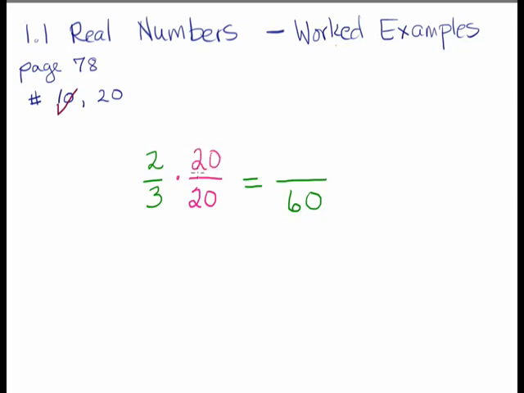Now that I've chosen 20 for the denominator, I must also use 20 for the numerator. If I arbitrarily choose some other number for the numerator, then I'm not multiplying by 1. I've already multiplied 3 by 20 to get 60. Let's finish the problem by multiplying 2 by 20. 2 times 20 is 40. So this is my answer. This is the equivalent fraction to 2/3 that has the denominator 60. So that was question number 20.